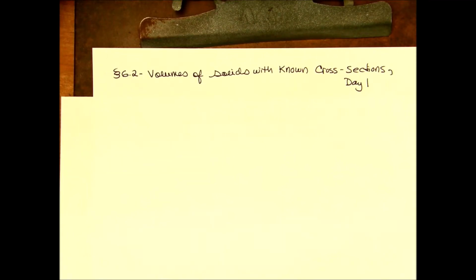So we're still in section 6.2 if we're trying to match things up with the book. But today and next time, we're going to look at what we call volumes of solids with known cross-sections. As opposed to spinning things around an axis, I'm going to tell you some information about cross-sections of a solid, and then we're going to try to find the volume.